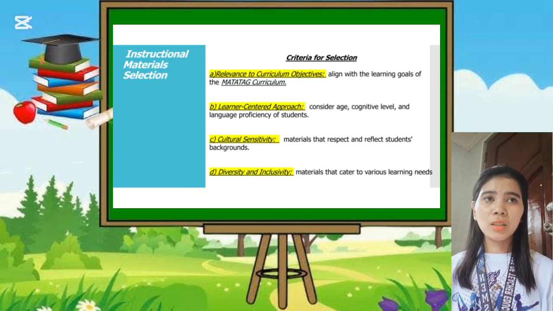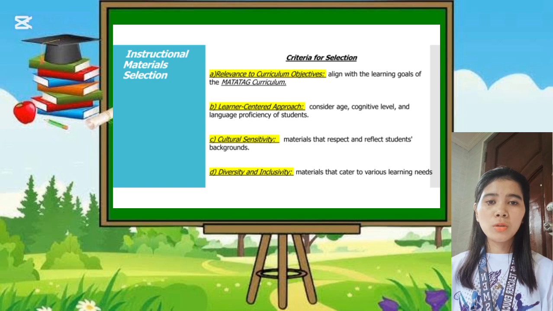It should be aligned with the learning goals of the MATATAG curriculum. Second, it is learner-centered. So the approach in selecting, designing, and developing instructional material should be learner-centered. It considers the age, cognitive level, and language proficiency of the students. Also, instructional materials promote cultural sensitivity, materials that respect and reflect students' background.